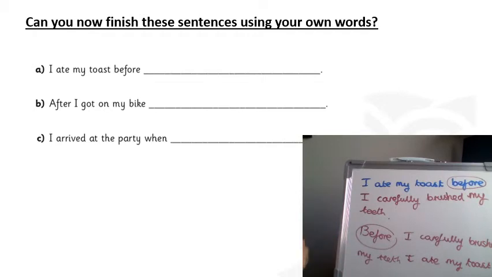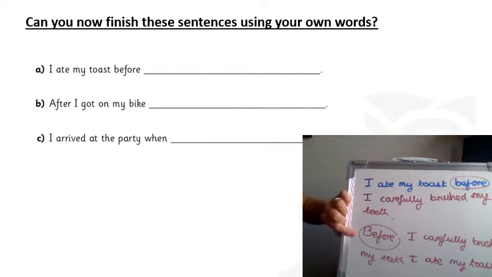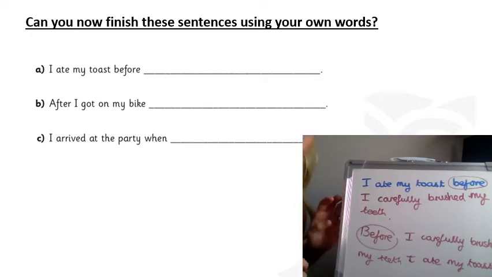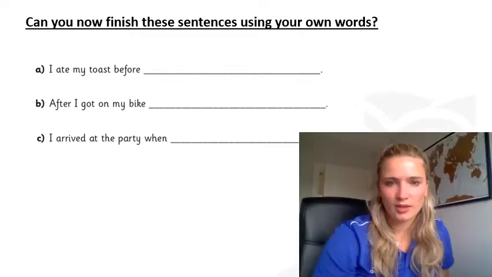So there you can see, first of all, I finished the sentence. I ate my toast before I carefully brushed my teeth. And then I have put my time connective, my time conjunction, at the start. Before I carefully brushed my teeth, I ate my toast. So I'd like you to have a go at doing this for each of the sentences. Now, please, can you have a go at trying to use a different sentence than mine for the first one, and then have a go at doing B and C to see your super sentences.